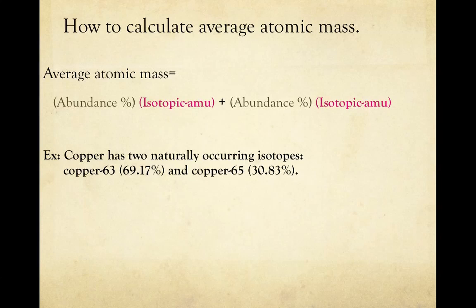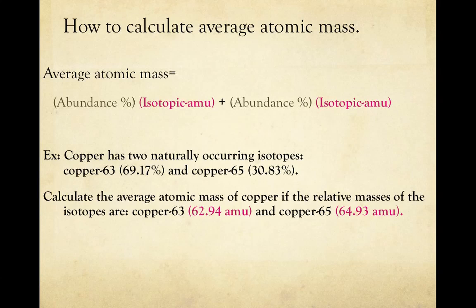So, for example, copper has two naturally occurring isotopes. Copper 63, which occurs in 69.17% of the universe, and copper 65, which occurs in 30.83%. That means that of all copper, 69% is copper 63 and 30% is copper 65. So you want to calculate the average atomic mass of copper if the relative mass of the isotopes are copper 63, which is 62.94 AMU, and copper 65, which is technically 64.93.